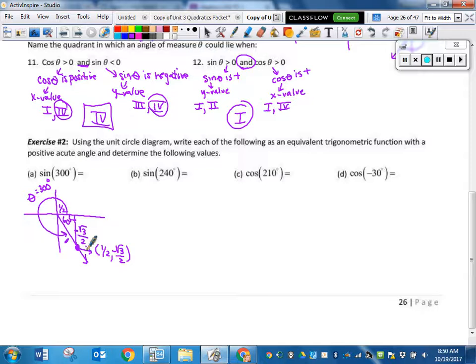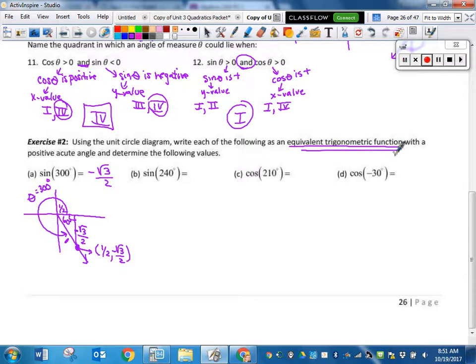That's the coordinates. But they're not asking for the coordinates. They're asking just for the sine of 300. So sine is the y value, so that's my y value. So the sine of 300 is equal to negative radical 3 over 2. All right, so we've got the answer. Now they're asking us one other thing here. Write an equivalent trig function.